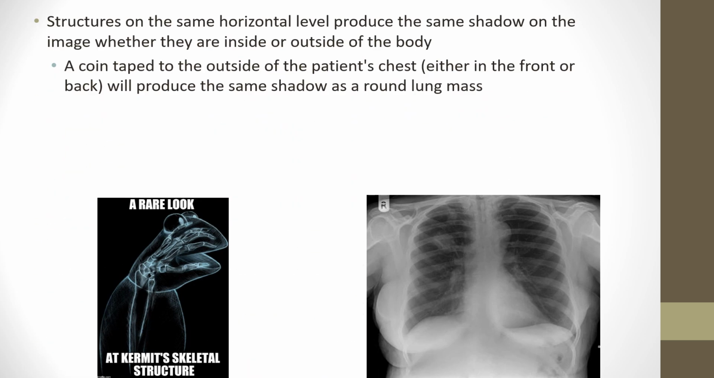Alright, so structures on the same horizontal level produce the same shadow on the image, whether they're inside or outside the body. So if someone had a coin taped to the outside of their chest, either in front or behind them, it's going to look like the same shadow as a coin lesion lung mass that you see in this picture. So look at this bottom right picture, right? You see that little coin lesion down there. So we don't know if that's in the lung and that could be a tumor, or if that's something that's in someone's pocket or part of their shirt or something like that. So that's something that you just got to keep in mind.